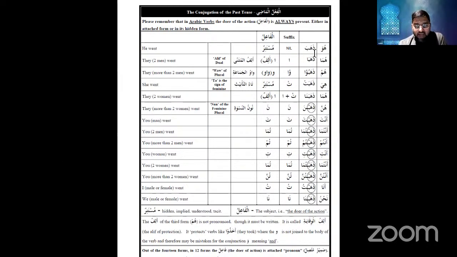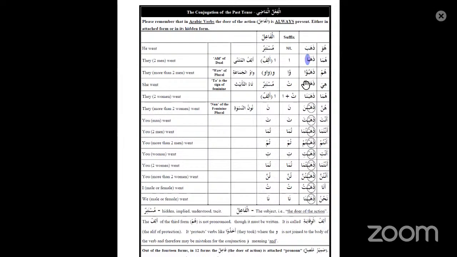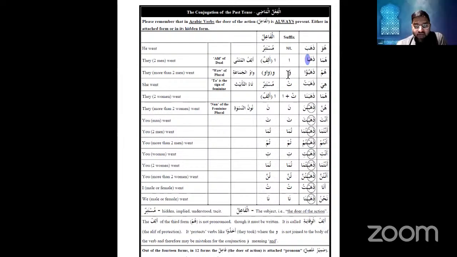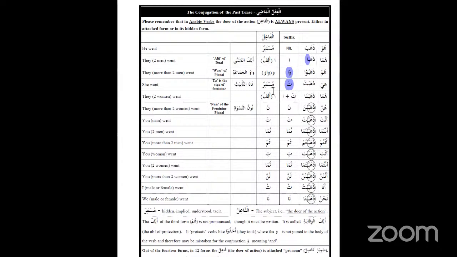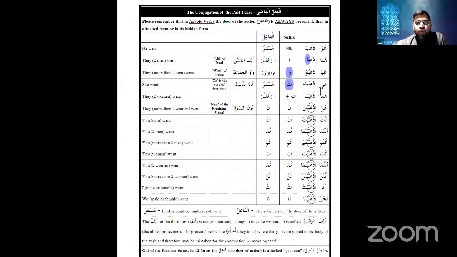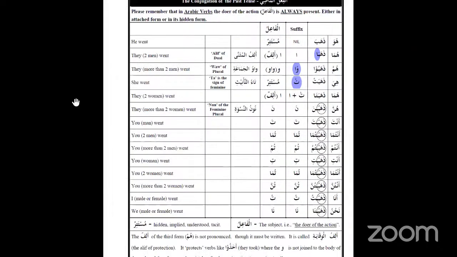With regards to the past tense, dhahaba, in this one the pronoun huwa is mustatir, hidden. But in dhahaba, this alif here is the sign of dual. And then this suffix is the sign of plural. This ta is not a sign of fa'il, but a sign of feminine. But the pronoun here is mustatir, hidden. The word mustatir means hidden. There are no pronouns attached to it.